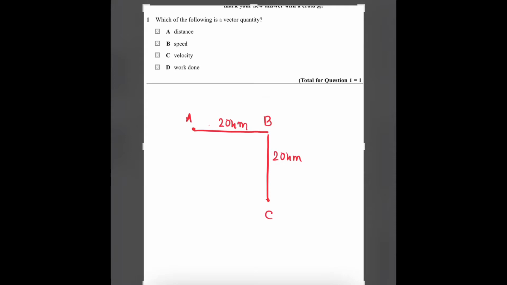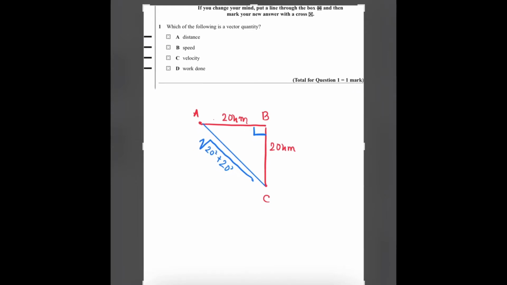But there is another term, which is displacement. Displacement is far different than distance, since displacement is the shortest distance between 2 points. So the shortest distance from A to C would be this distance, right? So this distance we have to calculate. This is a right angle, so using the Pythagorean theorem, we can say that AC is the square root of 20 squared plus 20 squared. So we can clearly see that the distance and displacement are not the same.